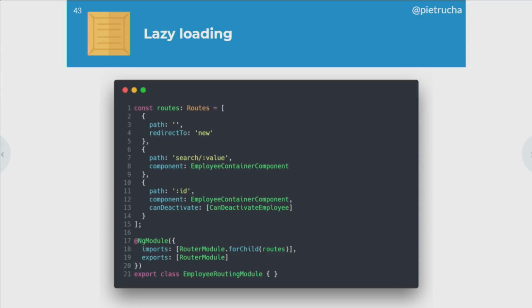Later on in the routing module of the lazy loaded module, you use relative paths, and that's it. That's all you have to do. This is like an opt-in, opt-out feature. You don't have to change anything in your app. You just change the configuration a little bit.